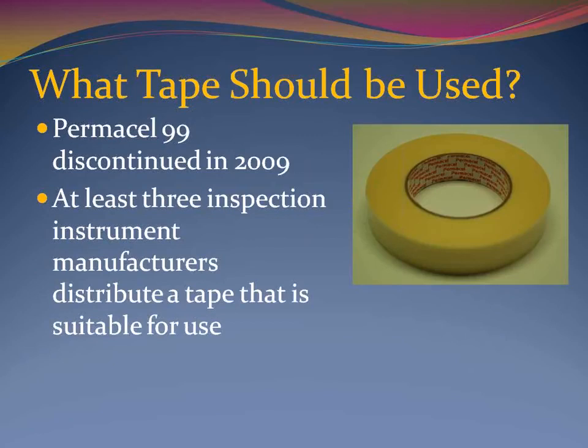So which tape is the correct tape to use? Well, that's a good question. Note 5 in the 2009 version of the tape adhesion standard stated that Permacell 99 was found suitable for use. It wasn't required, but it was found suitable for use. Unfortunately, this tape was discontinued in 2009 and is no longer available. However, at least 3 manufacturers of coating inspection instruments now produce a tape that is suitable for use with the standard.